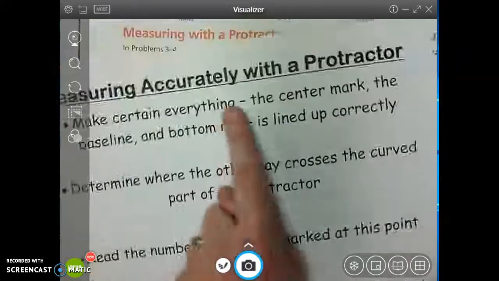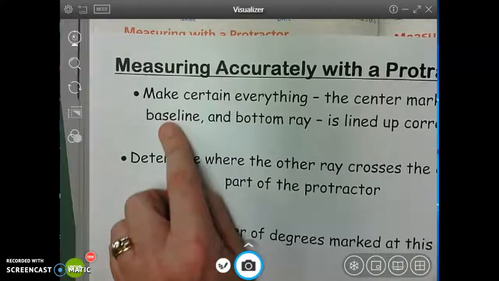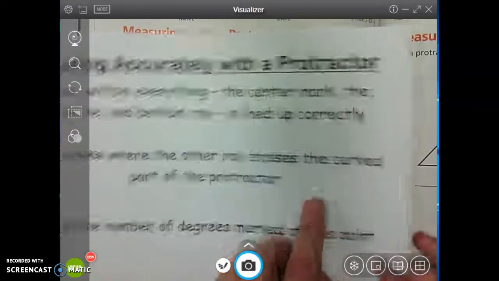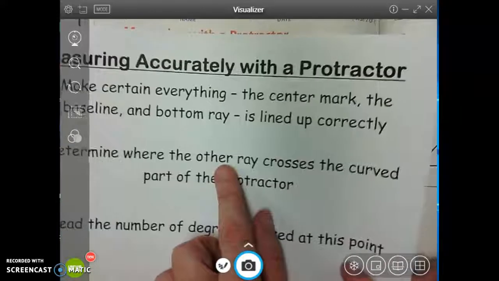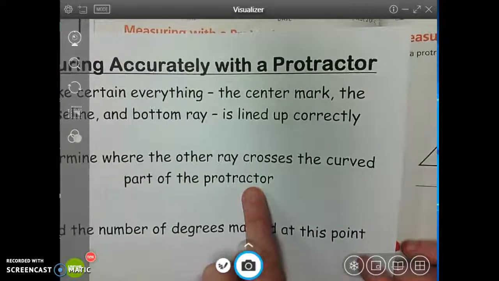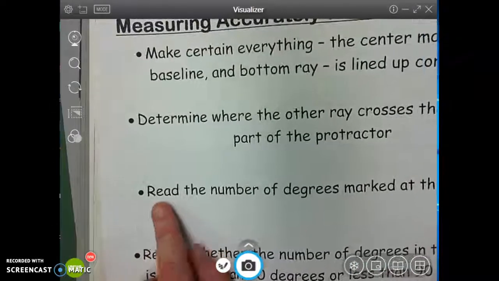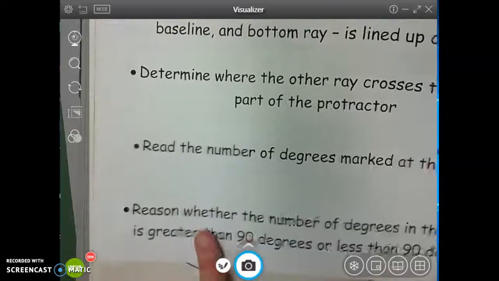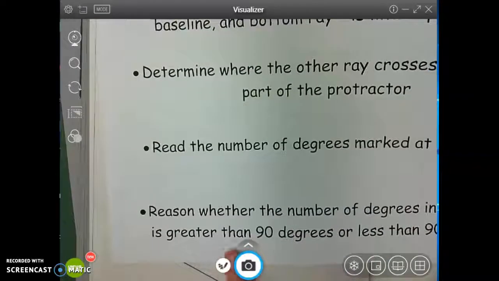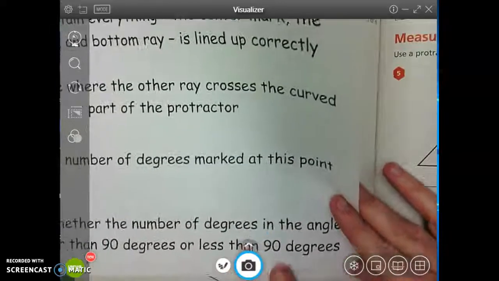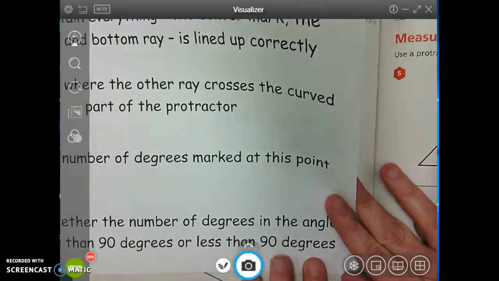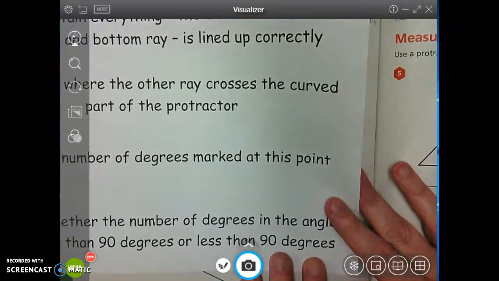You want to make certain that everything, the center mark, the baseline, and the bottom ray, is lined up correctly. You also want to make sure that you determine where the other ray crosses the curved part of the protractor. You want to make sure you read the number of degrees marked at this point where the ray crosses. And then the final part is you must reason whether the number of degrees in the angle is greater than 90 degrees or less than 90 degrees. These are 4 steps that you want to remember when you are measuring with a protractor so that you can get the correct and accurate measurement.